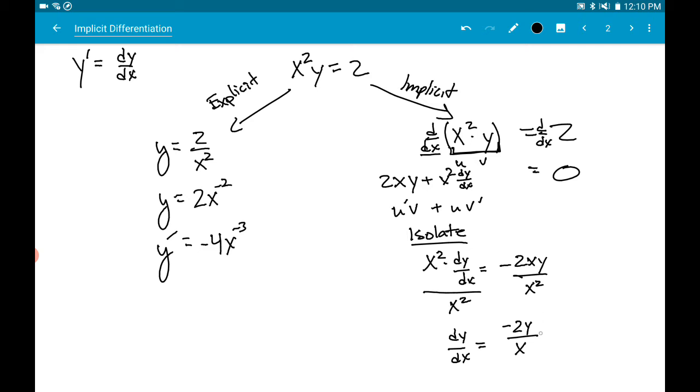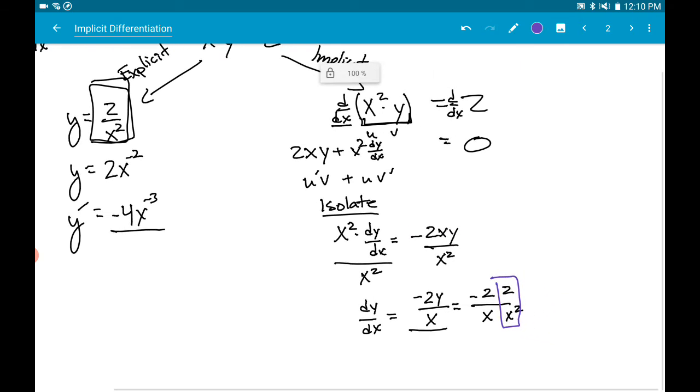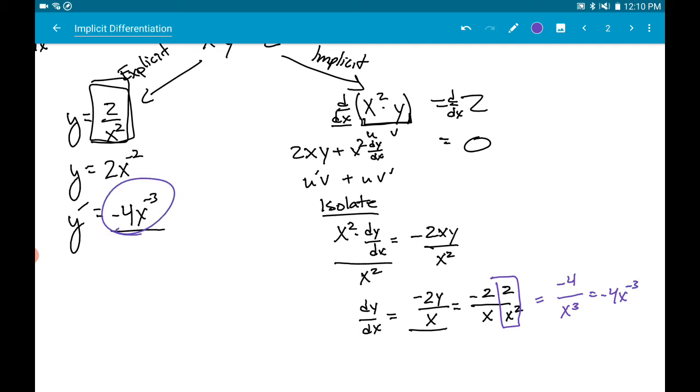And it's kind of weird here, but if you're looking and you say, well, that's not even the same thing. The weird thing here is that it's negative 2 over x, but y, check it out, I'm boxing it. The y, if you think about it as 2 over x squared, right? This thing that I'm circling in purple is the y. Well, then that's equivalent to negative 4 over x cubed, and that's equivalent to negative 4x to the negative 3, which is this guy.